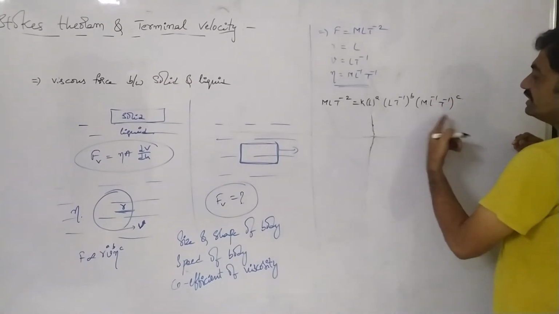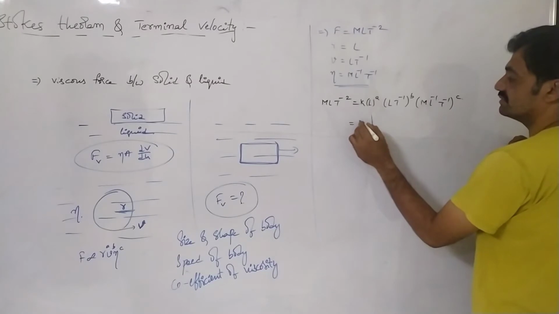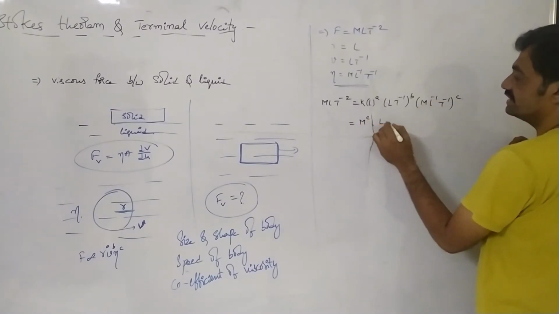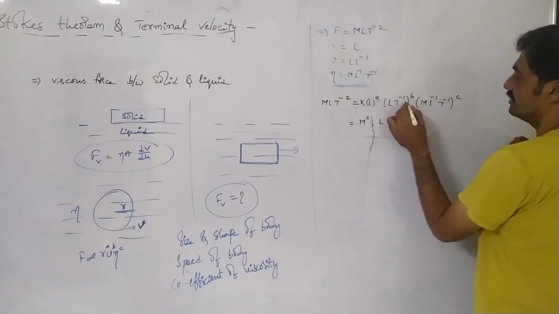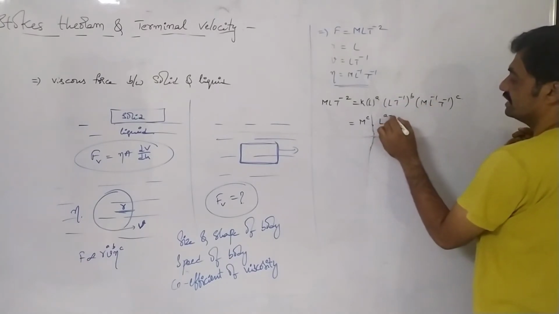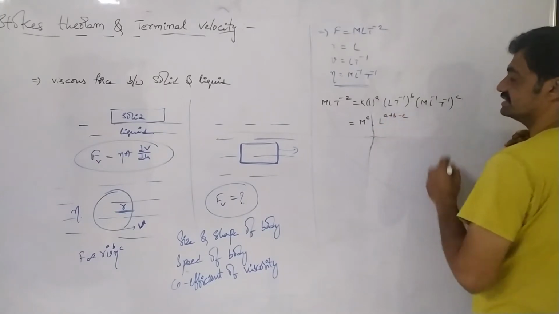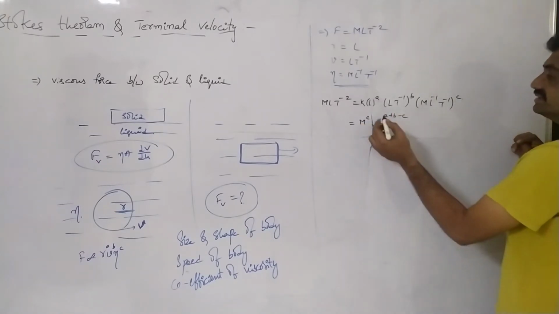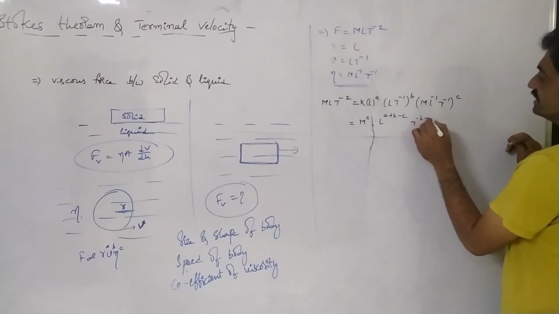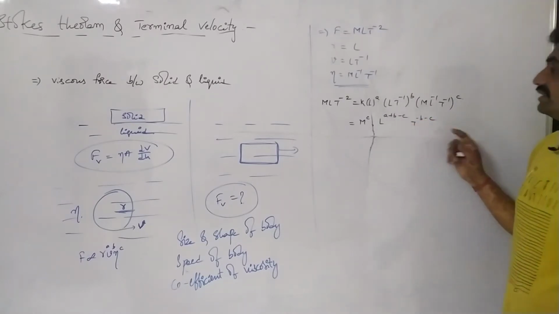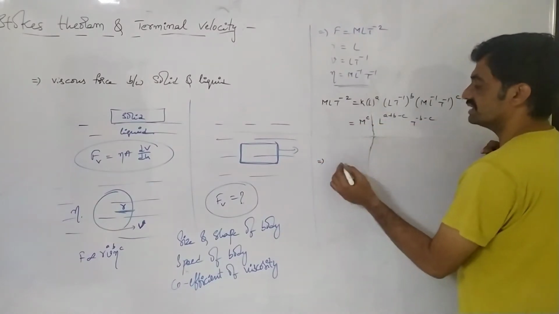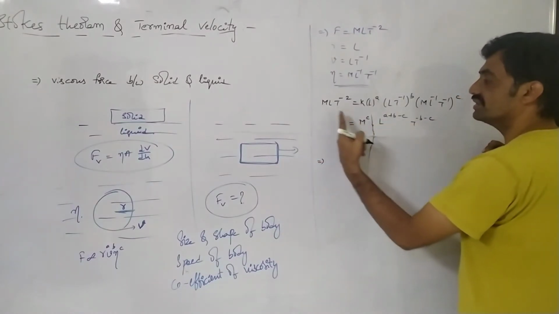Now when we write the dimensions separately, observe that M to the power of c, L to the power of a plus b minus c, and here the dimension for time is T to the power of minus b minus c. Now when we equate on both sides, the expression can be represented as follows.